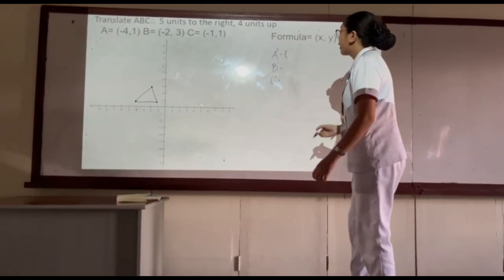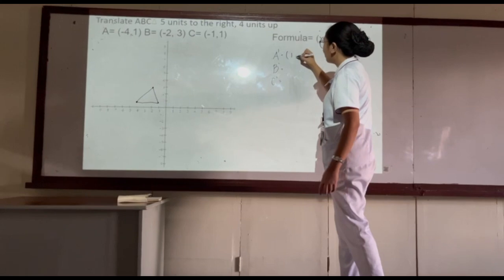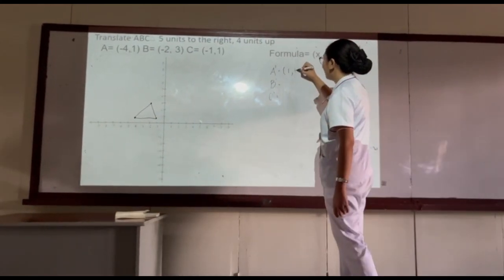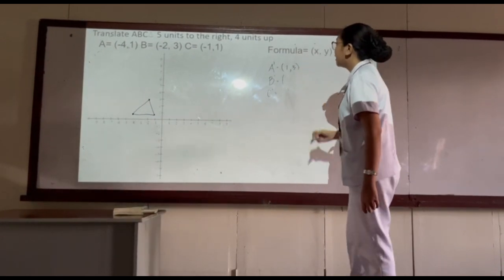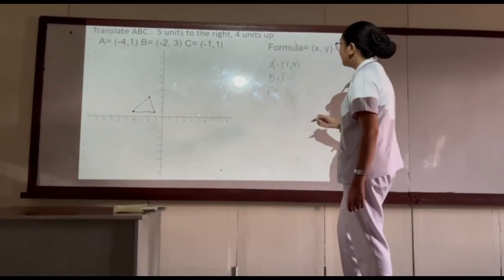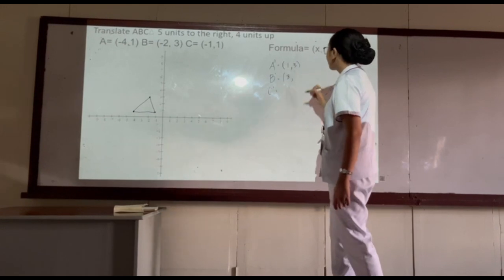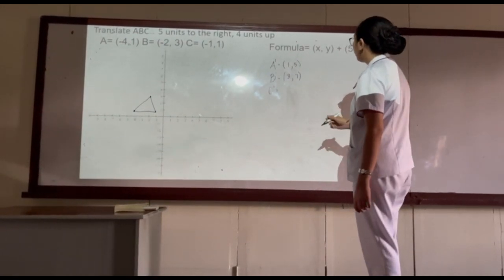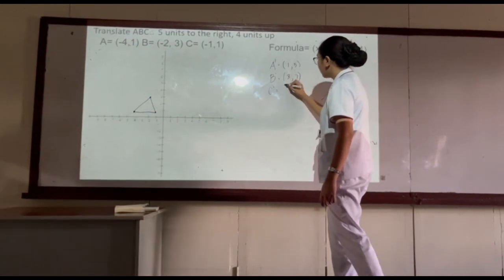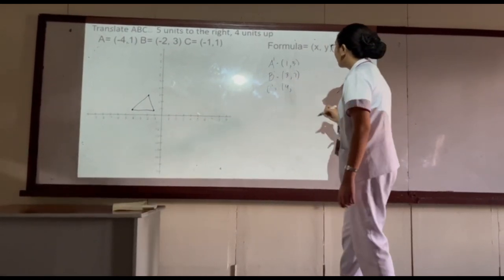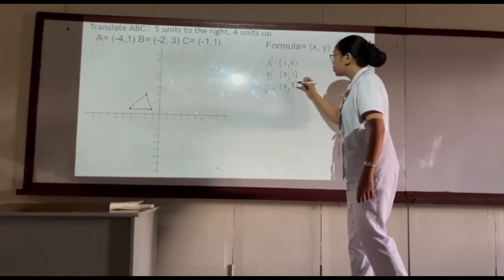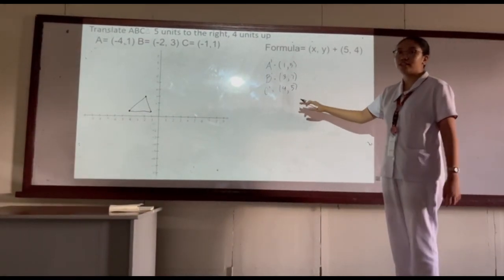So -4 plus 5 is 1. 1 plus 4 is 5. For B, -2 plus 5 is 3, and 3 plus 4 is 7. And lastly, for C, -1 plus 5 is 4, and 1 plus 4 is 5. So here are our new coordinates.